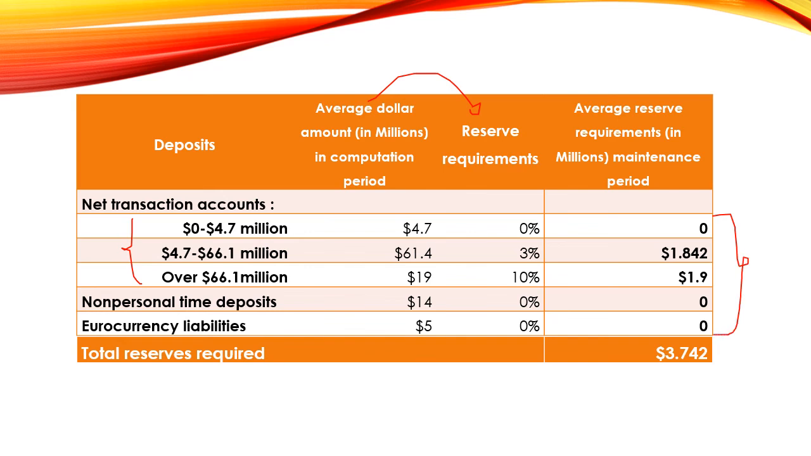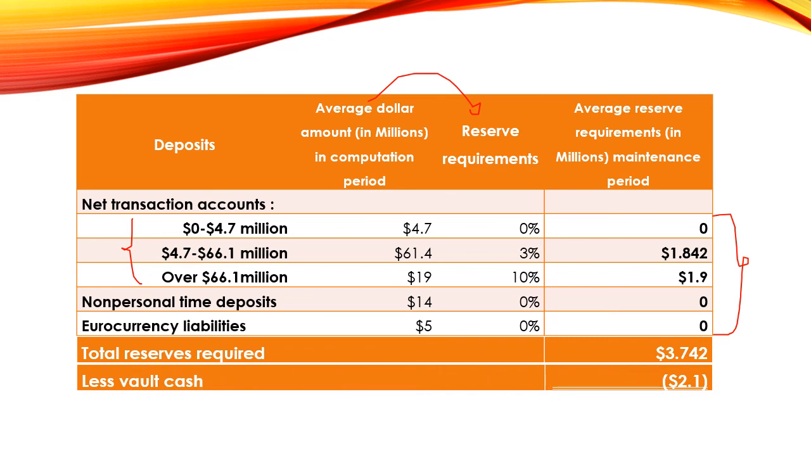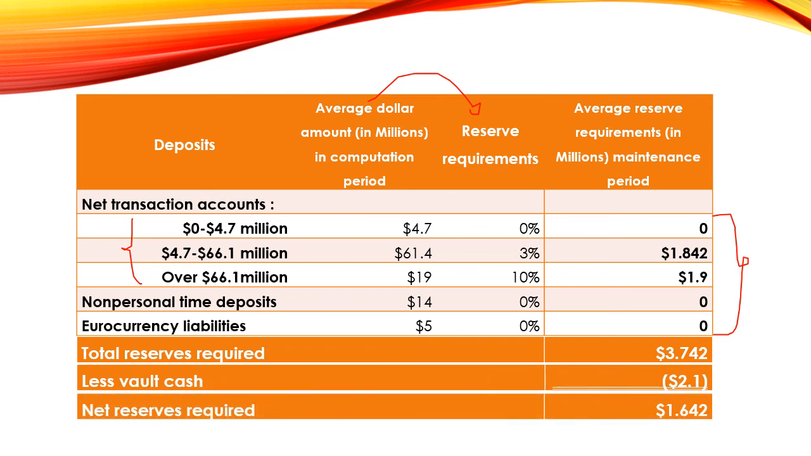All we did is to sum up the five deposits. And since we have the vault cash, the net reserve requirement should be calculated by subtracting the vault cash amount from the total reserve required. So we will get the net reserve required. So 3.742 minus the 2.1 will be equal to $1.642 million as net reserve required.